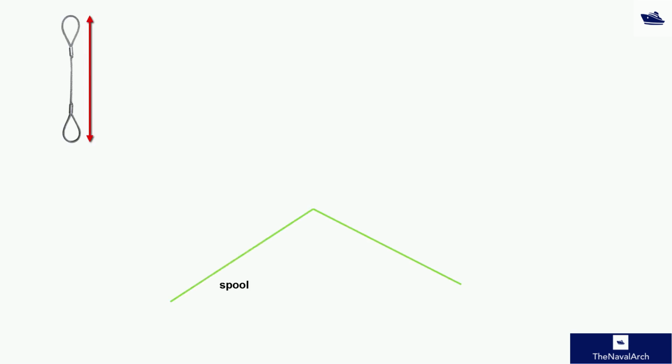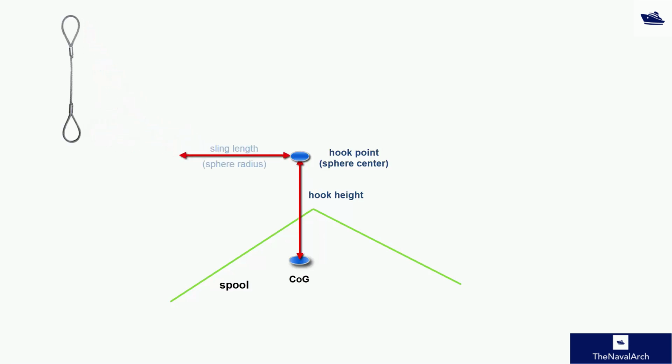Look at this graph. You enter the spool dimensions and weight. The program calculates the COG, and then you give the program a suitable hook height. Then the program identifies the hook point. This hook point is considered in the program as the center of a sphere. So imagine we have a sphere which has its center at the hook point and a radius of the sling length.